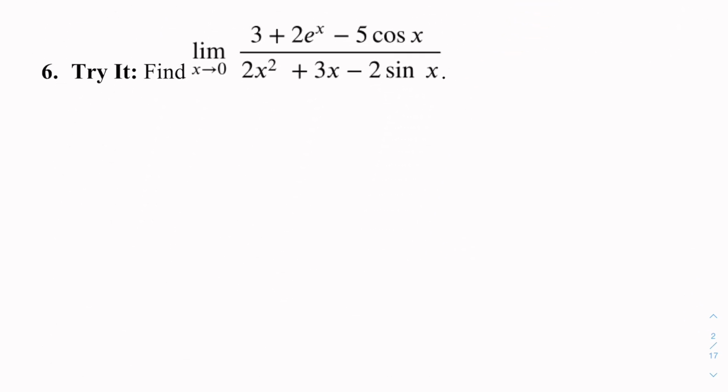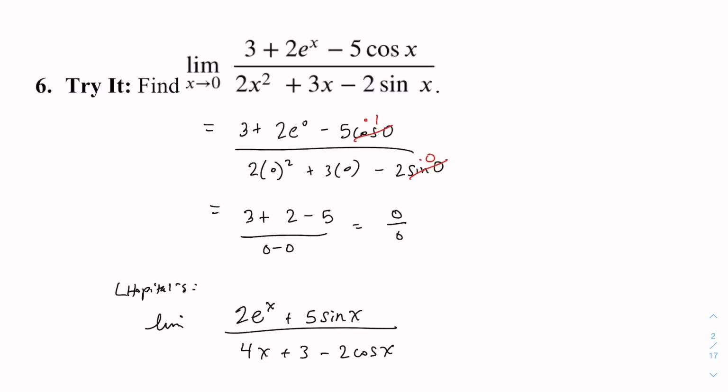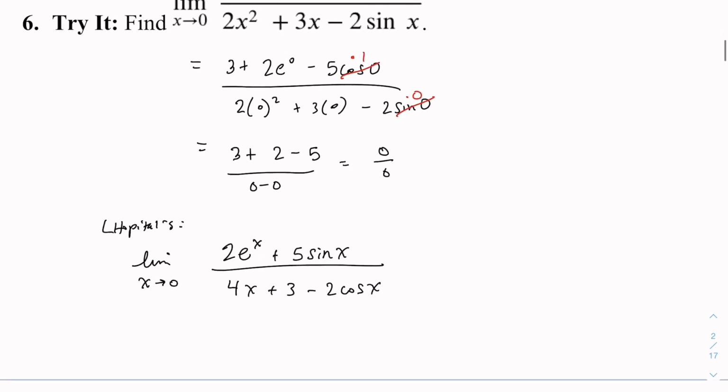All right, let's do number 6. Actually, this one you're going to try yourself. So we had to apply L'Hopital's here. We got 0 over 0, so we're going to plug in 0. We get 2e to the 0, which is 2, plus 5 sine of 0, which is 0, all over 4 times 0 is 0, plus 3 minus 2 cosine 0. Cosine 0 is 1, so we just got minus 2. Numerator is 2, and in the denominator, 3 minus 2 is 1. Our final answer for this problem, we should have got 2.